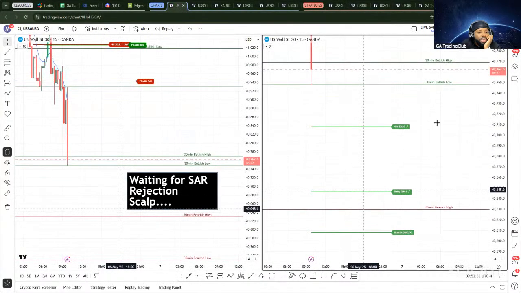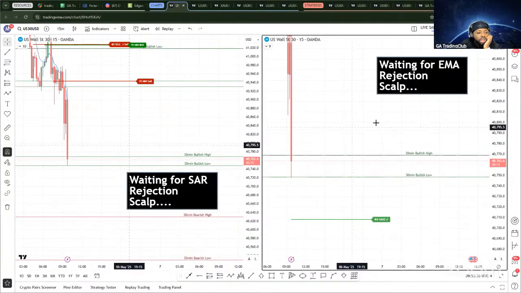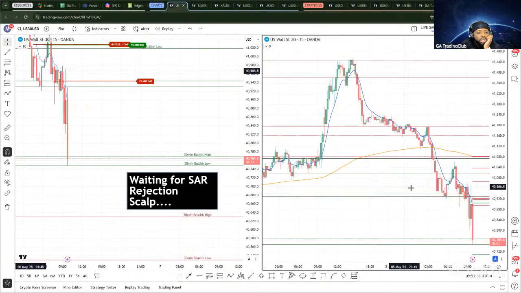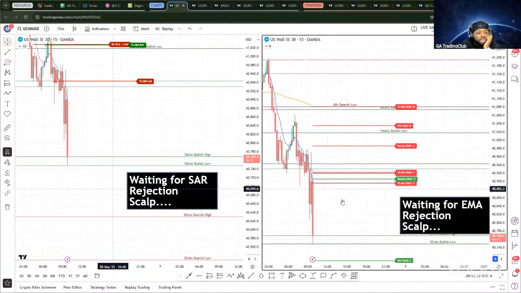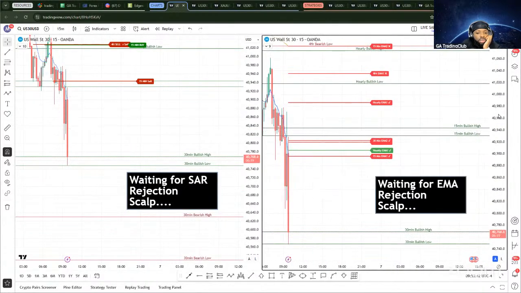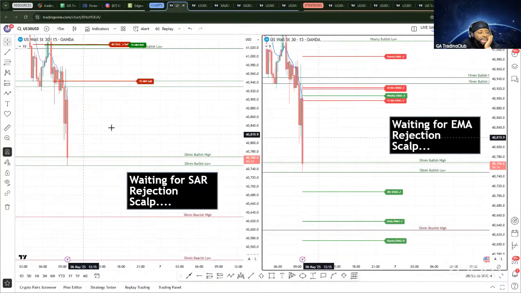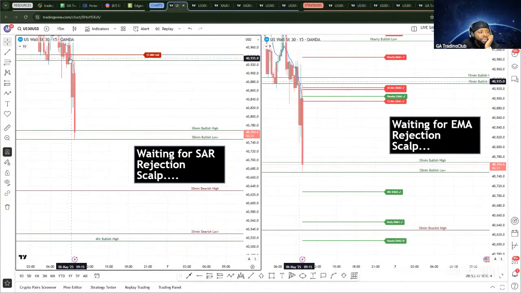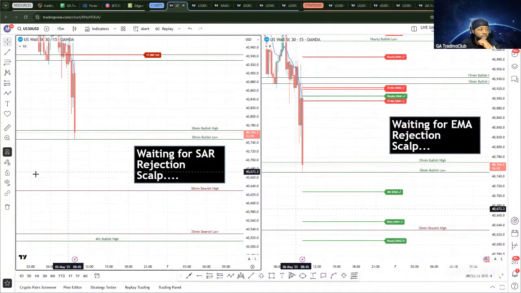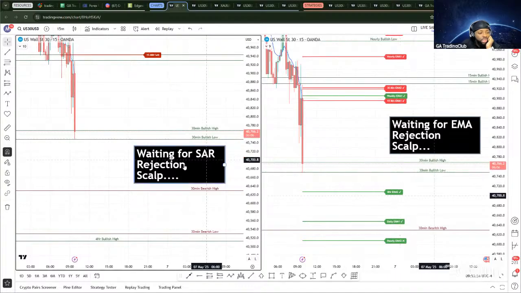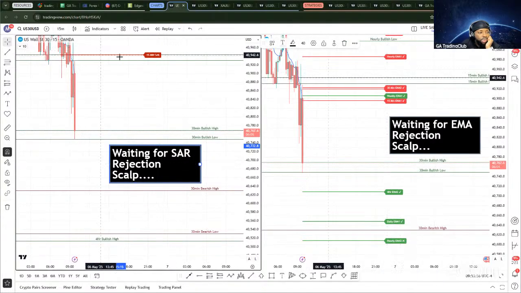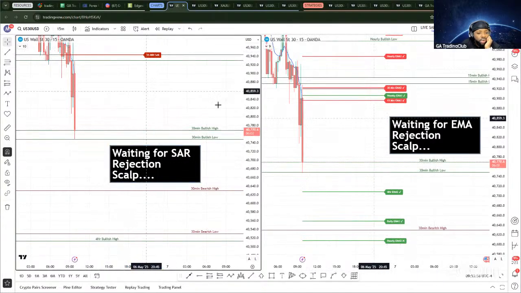But I don't know if price is going to get down there during the live session. But I have a feeling we might get a 15-minute. I feel like this 15-minute sell might soon switch to somewhere down here in order to give us a buying opportunity. This 15-minute SAR right here.